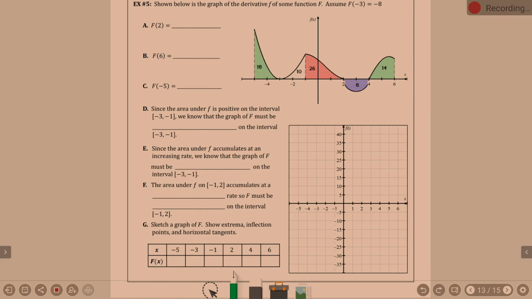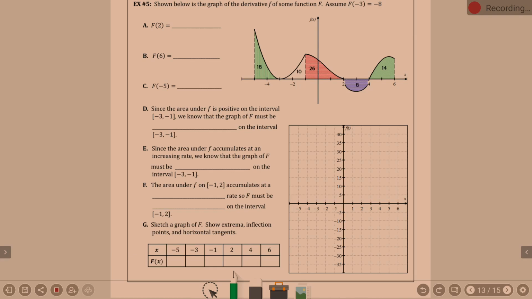Okay. On 5, shown below is the graph of the derivative f of some function capital F. Assume capital F of negative 3 equals negative 8. So traditionally, you can see the curve here, and you can see the areas under the curve are already marked. We can't find the areas because these aren't curves we can find, but they're providing us the areas under each of the curves, okay?